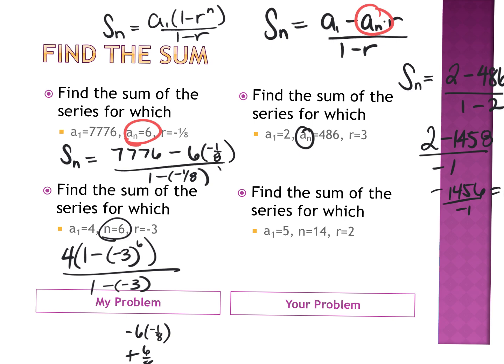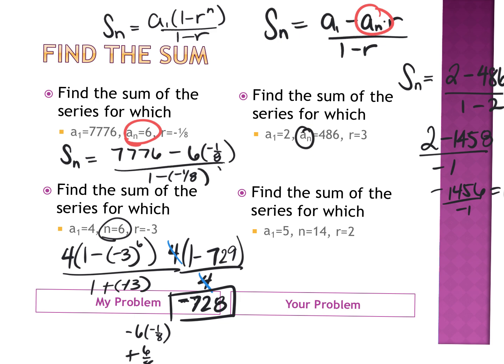Remember, we have to do the order of operations. That negative 3 is raised to the 6th power before we subtract. So negative 3 to the 6th is 729. So 4 times 1 minus 729. Negatives to an even power is positive, so it stays minus. Over 1 minus negative becomes plus, so over 4. Well, now my 4's are going to cancel here, so I get negative 728, 1 minus 729.